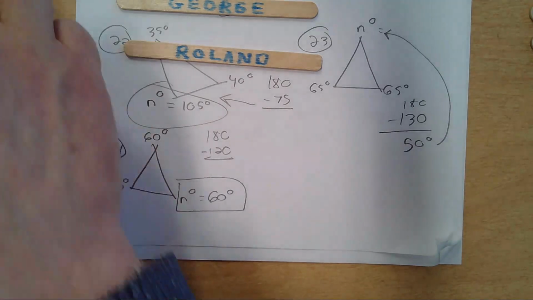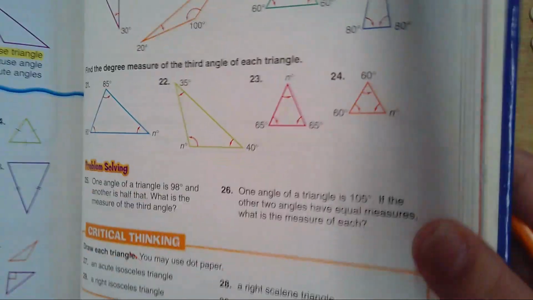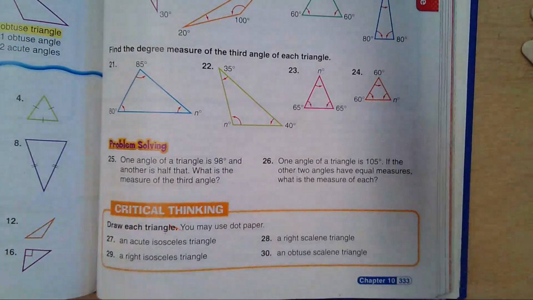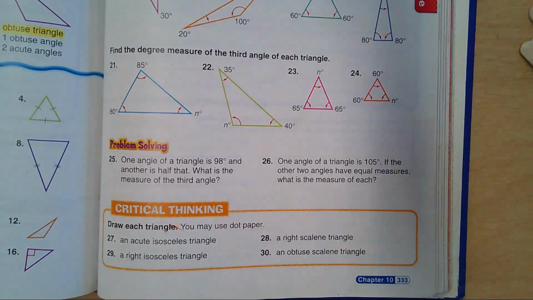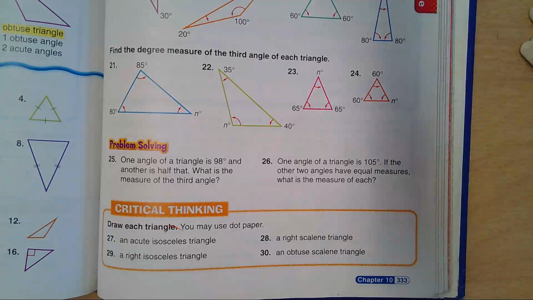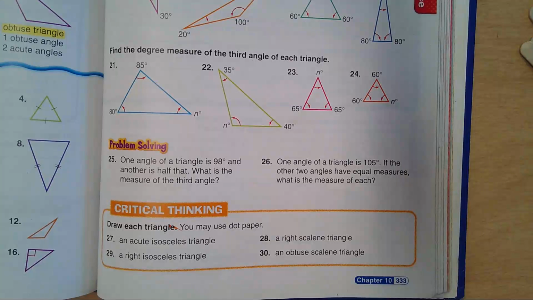All right, let's try 25. Let's see what you guys can do with it here. So, talking a triangle, I am telling you that one of the angles is 98 degrees. Another angle is half that. So what's the measurement of the third angle? I'll give you all a moment. Two people are already ready to go with their answers here.